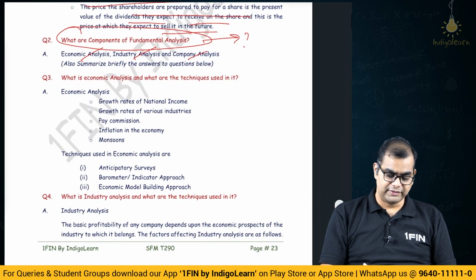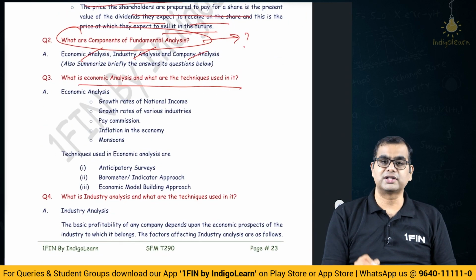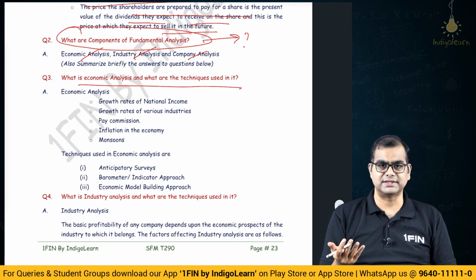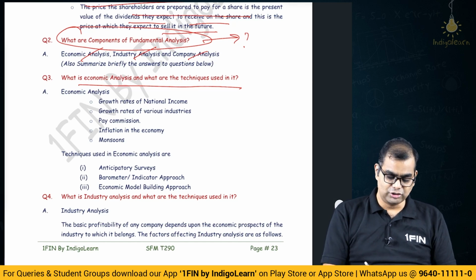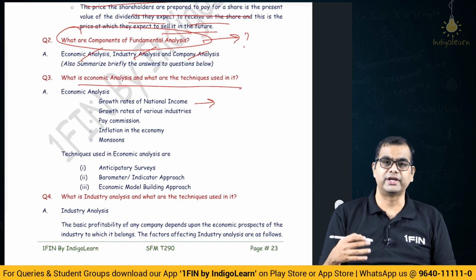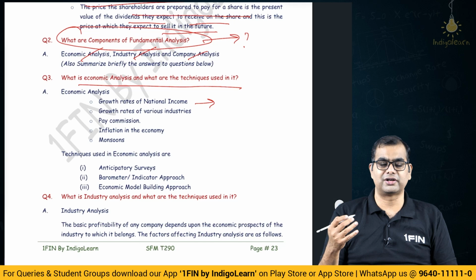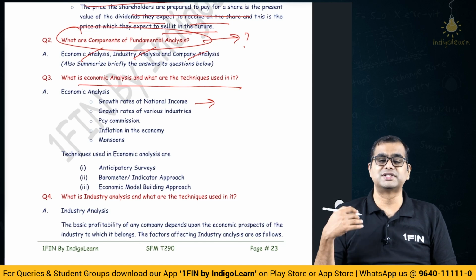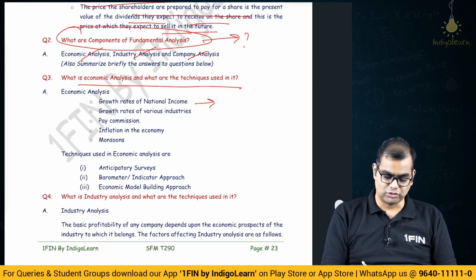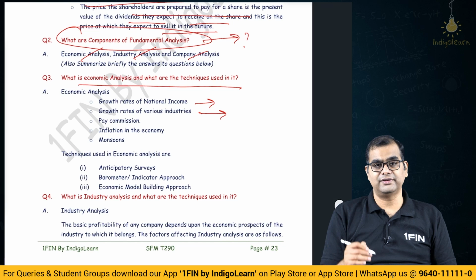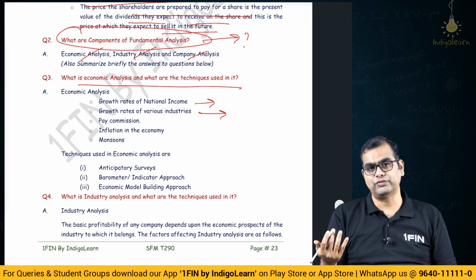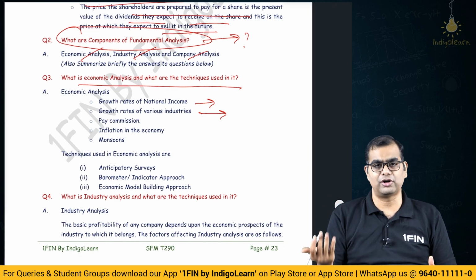Okay, so let us look at what is economic analysis and what are the techniques used in it. Basically, what is economic analysis? How do you analyze the economy? So you basically look at growth rates of national income. What is the GDP? How is it growing? Is India a growing country, or is it a country which will see better growth rate in future, and so forth. Out of that, what are the industries that are likely to grow? Some industries may perform, some industries may not perform well.